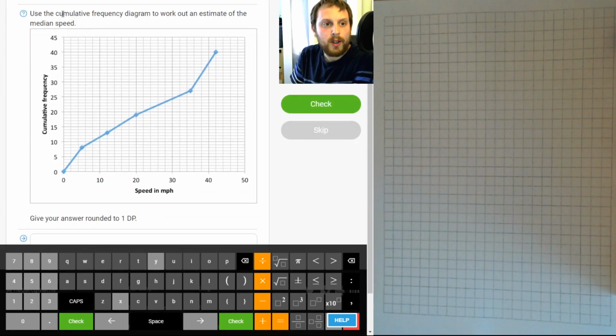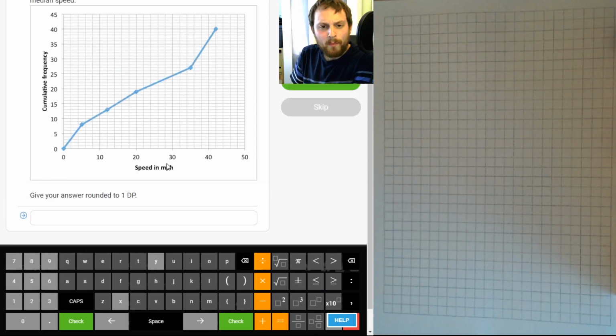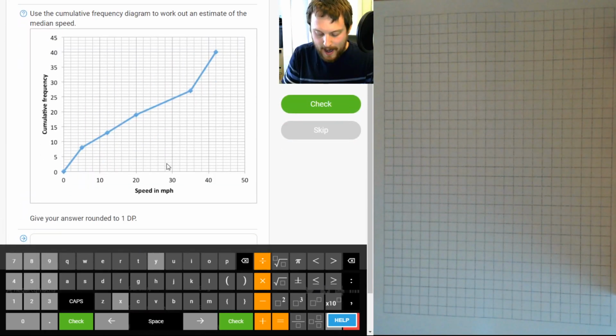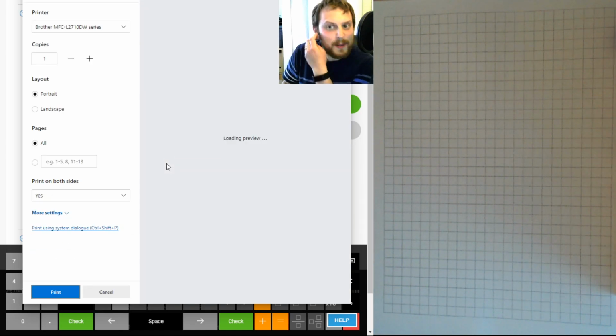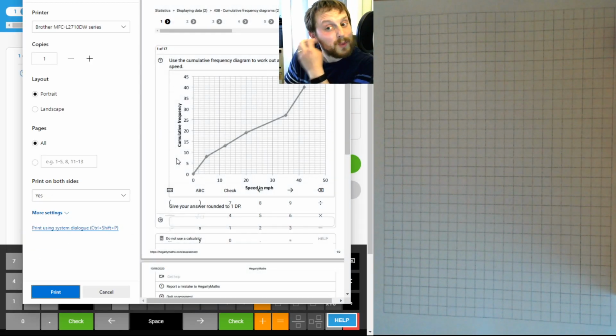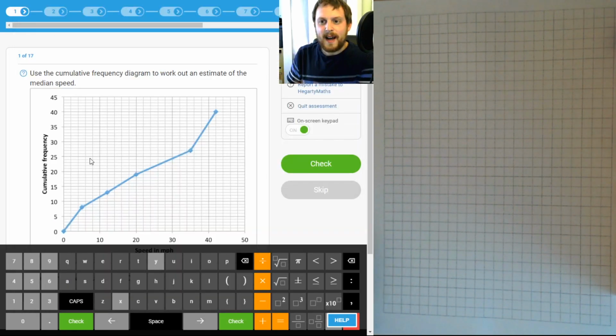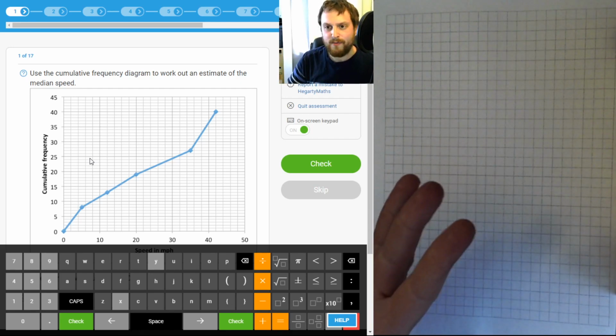It says, use the cumulative frequency diagram to work out an estimate of the median speed. Now, what I'm actually tempted to do, I can't be bothered really with overly editing the video, so you might just have to put up with this, is if I actually print this out, which if you have that option at home, by the way, that can be quite useful, because if you print it out, you don't have to copy it all down. So it's just going to print, and then I'll put it here, and then I can actually write on it.